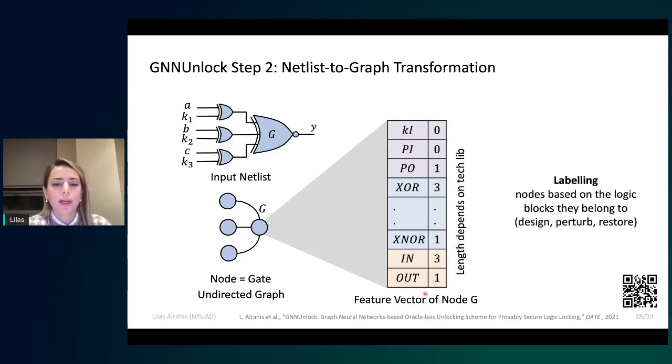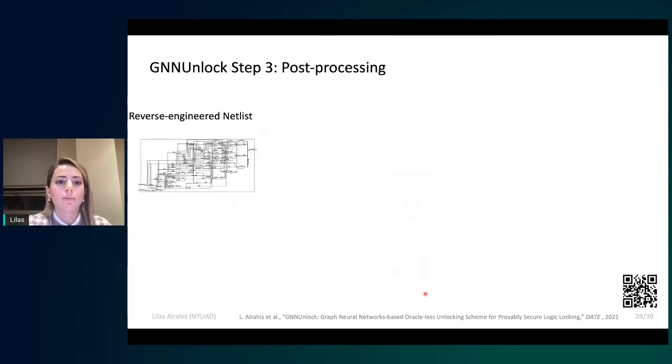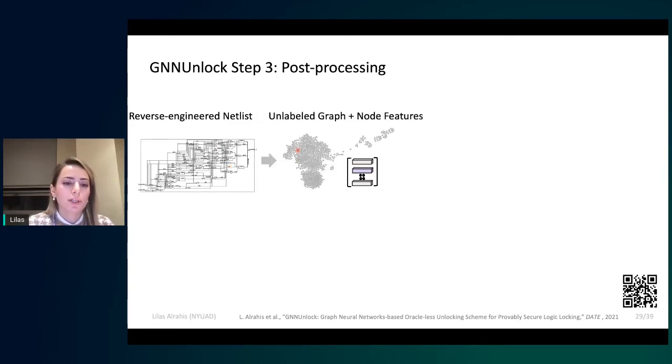Now, after we extract this feature vector, we also associate a label with each node. This label specifies whether this node belongs to the restore block, to the perturb block, or to the original design. And then we pass this information to the GNN. So here, again, I'm showing you the full flow. We take this reverse engineered netlist, the one we want to identify the perturb, restore, and original blocks. We convert it and represent it as a graph.